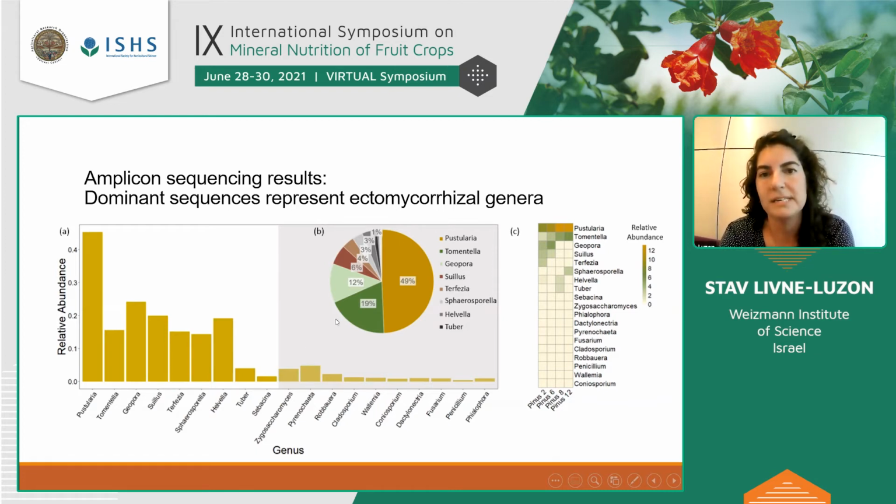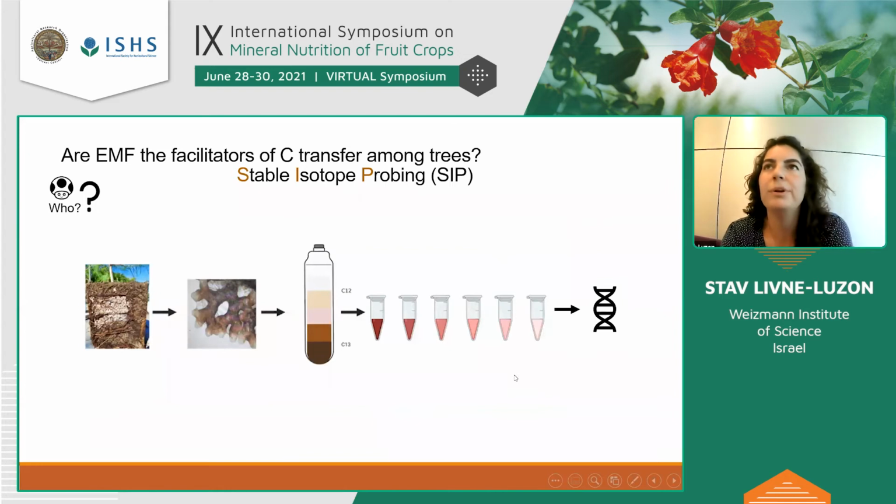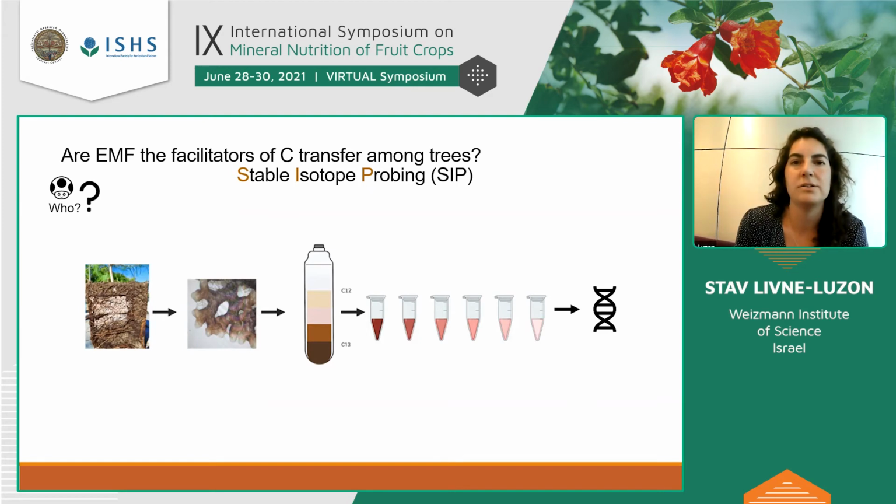In the pie chart, you can see the distribution of the different ectomycorrhizal genera in our system. And in the heat map, you can see the relative abundance of these different types of fungi on the donor plants, which we actually sequenced. So that was just a brief look at the ectomycorrhizal community in our study. But if we actually want to know if ectomycorrhizal fungi are facilitating carbon transfer among trees, we need a more accurate approach. And for that, we use stable isotope probing.